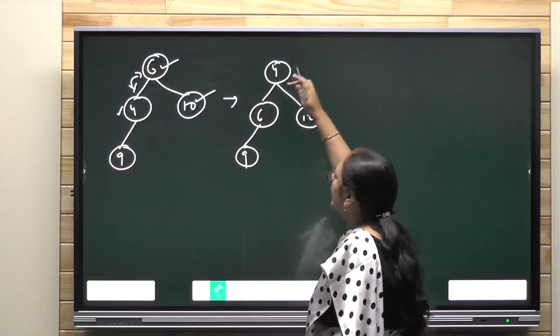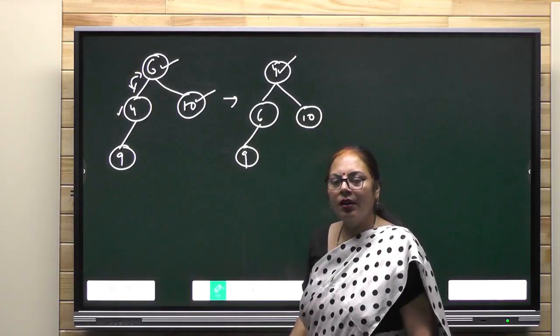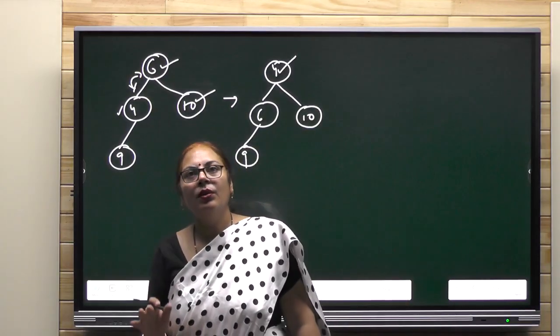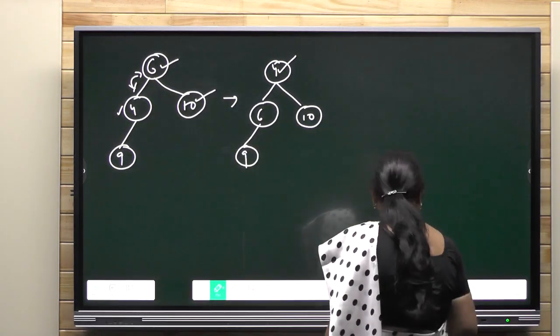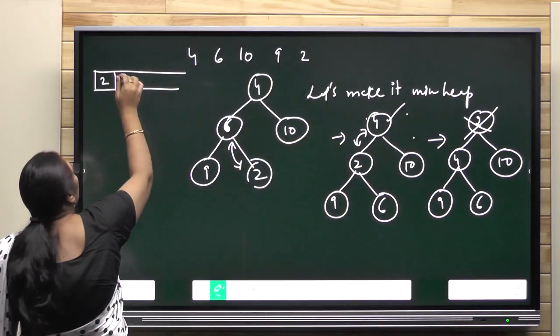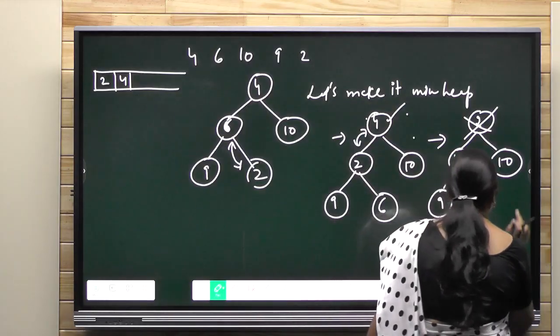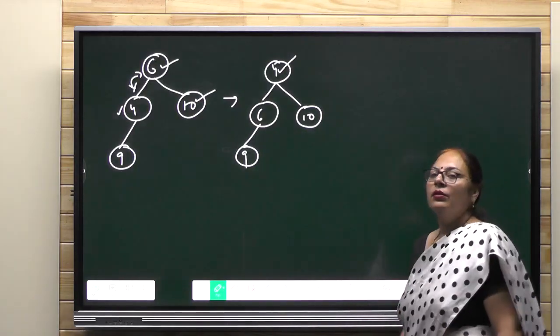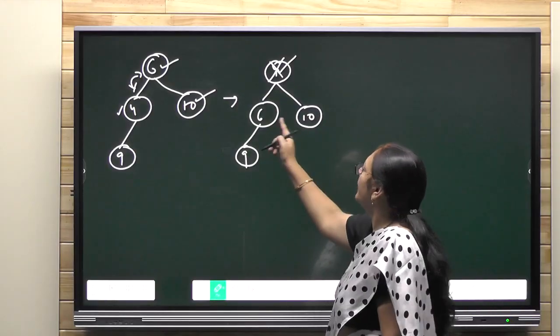Again, if you check, 4 is the smallest element of all the nodes, and it is sitting at the root. Repeat the process. Delete this element from the root and put it in the array. Our array was already having 2. We will add 4 here, and we will go to our heap again. 4 is deleted, so we are left with 6, 10 and 9.